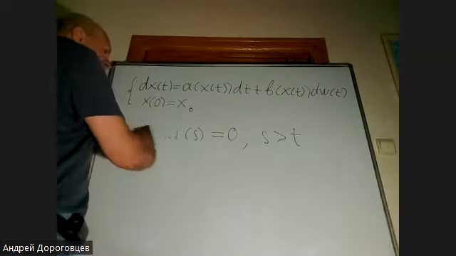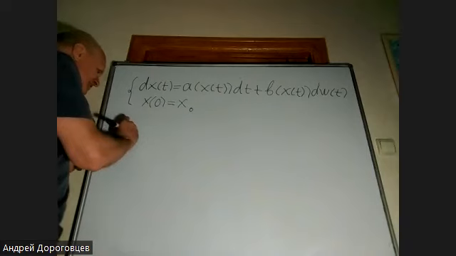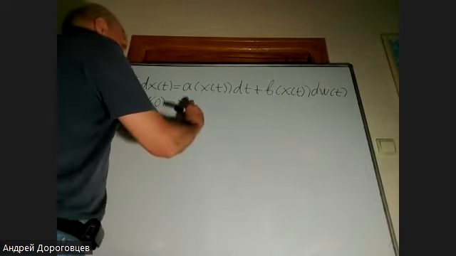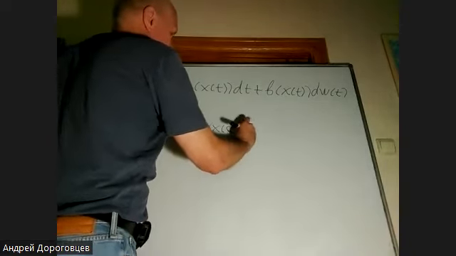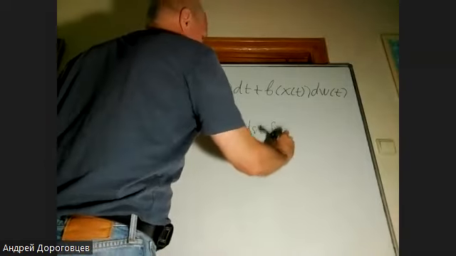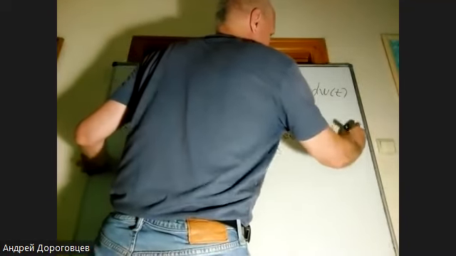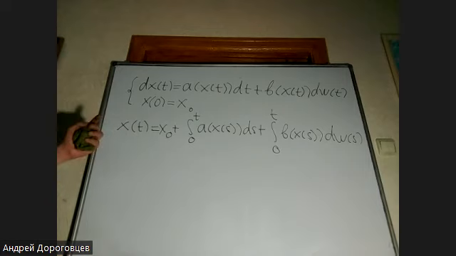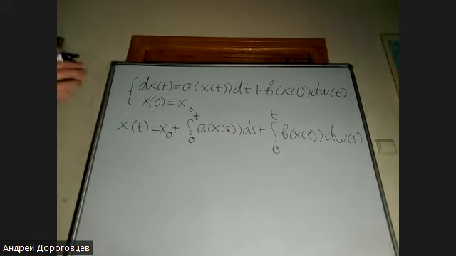In order to do this, I will rewrite our Cauchy problem in integral form. So then we will have that xt is equal to x0 plus the integral from 0 to t of a xs plus the integral from 0 to t. And then let us differentiate. Let us formally take the stochastic derivative of both sides. Suppose that it exists, we will get the equation.